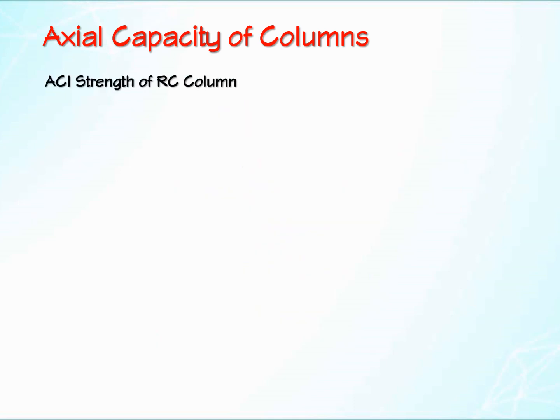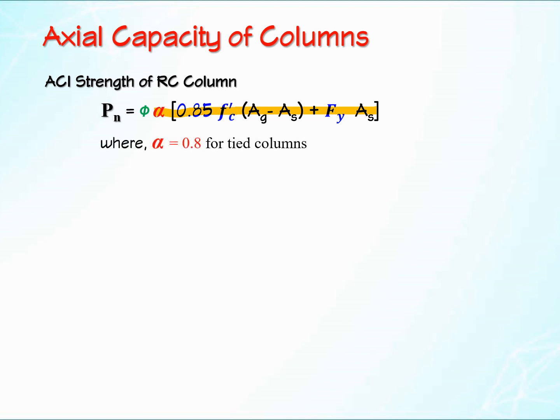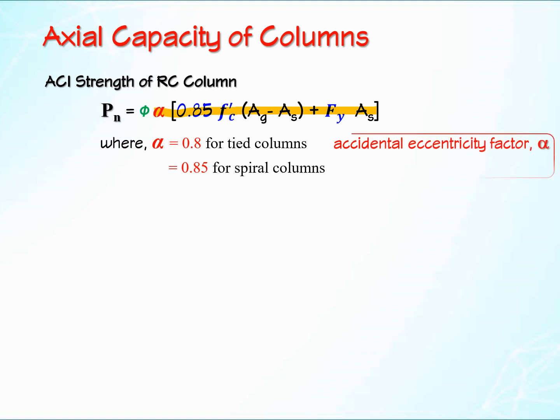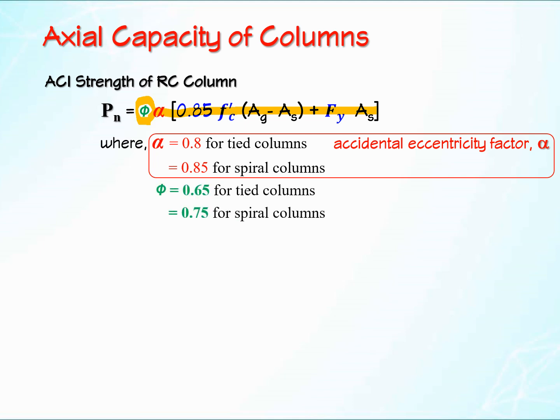Okay, so ACI strength of RC column is given by this formula. This is what we have discussed in the previous page, and alpha factor 0.8 and 0.85 for tied column and spiral columns respectively, and we are going to call it eccentricity factor. Okay, memorize it. And of course we are going to have Phi factor, strength reduction factor, and there will be 0.65 for tied column.